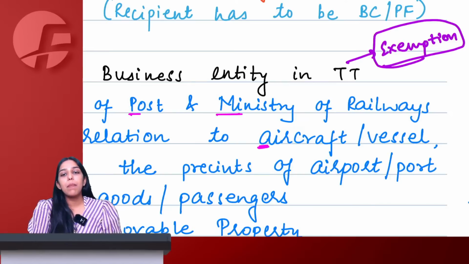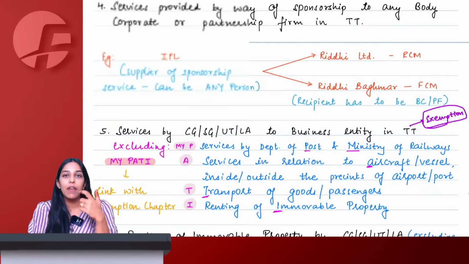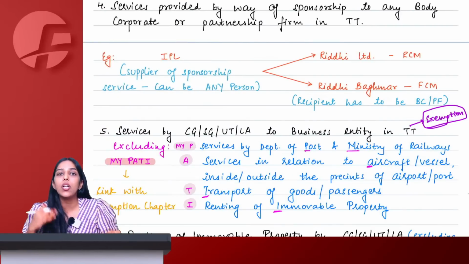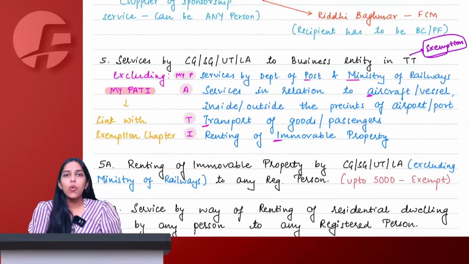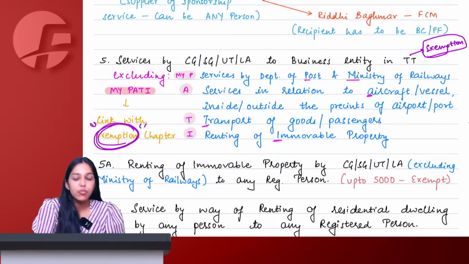In the exemption chapter, there is a particular chart given for government services where you will see that we also have to see consideration, turnover, and all the other things. For now, you can simply ignore this entry because anyway it will be covered in the exemption chapter.